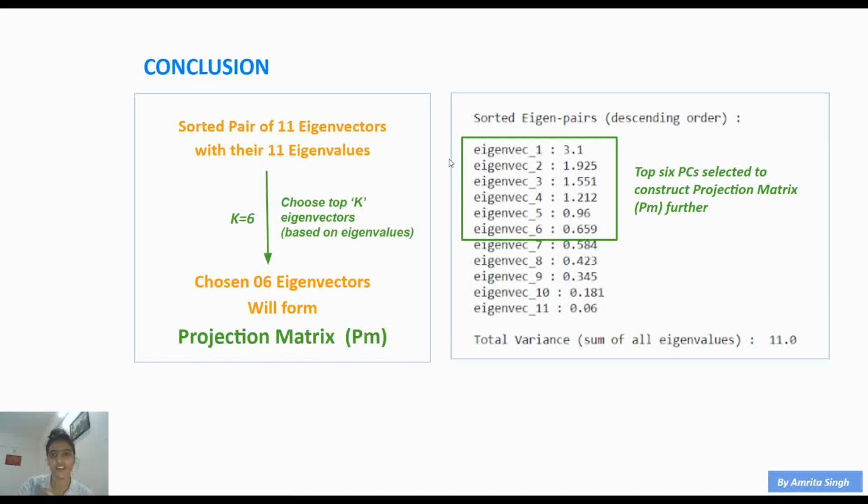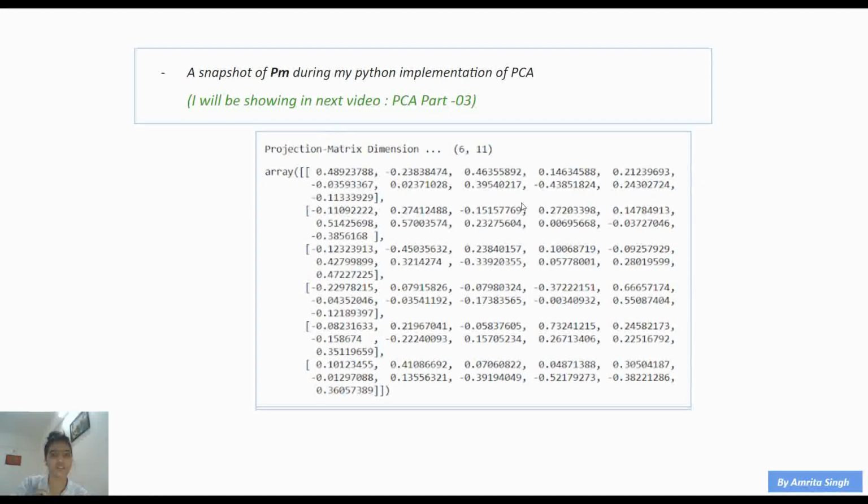You can see here I have provided a snapshot of the same data instance. If k is 6, I will take the top 6 eigenvectors, or components, to construct my projection matrix, and my projection matrix will look like this. Please don't miss my upcoming video, PCA part 3, where I will show you the Python implementation of PCA.